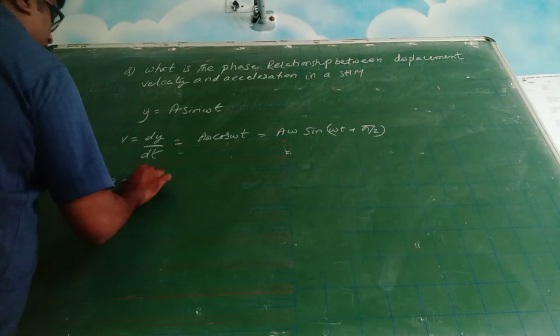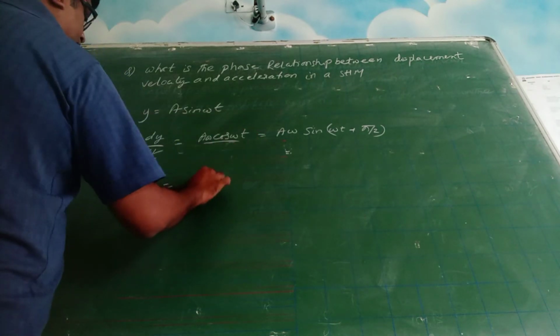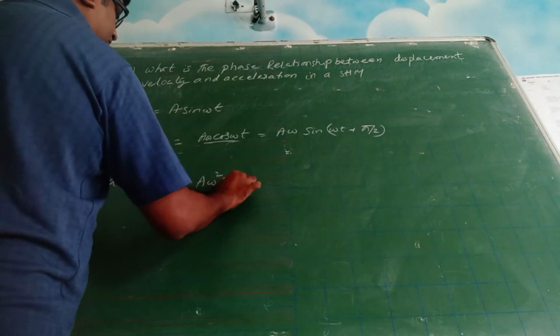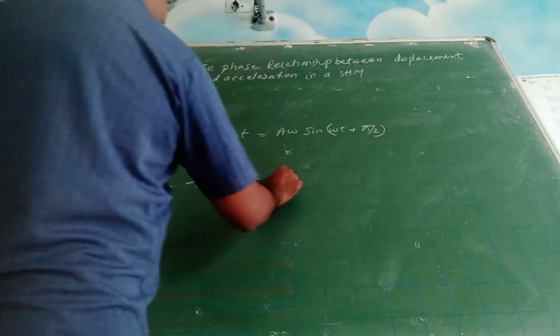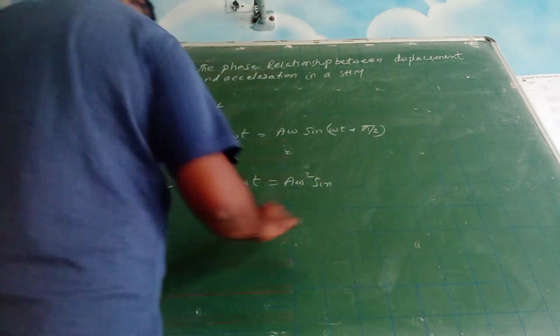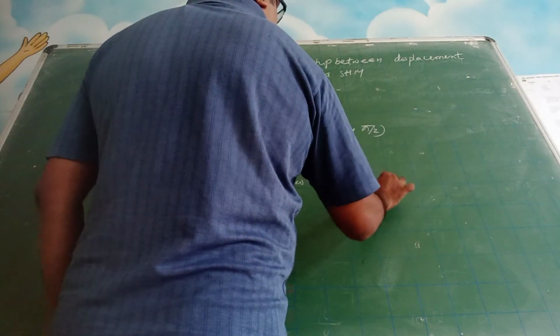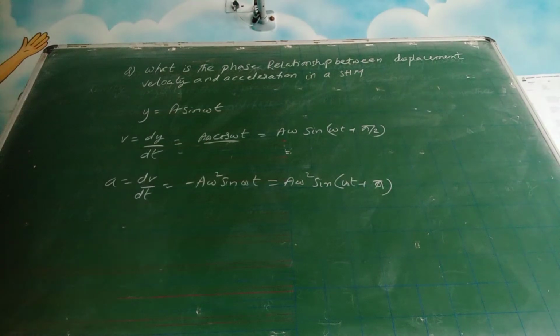Acceleration, it is dv by dt. So if you differentiate this, you get minus a omega square sine omega t. So this can be written as a omega square sine of omega t plus pi. Okay. Sine of 180 plus theta is minus sin theta, and sine of 90 plus theta is cos theta. Right?